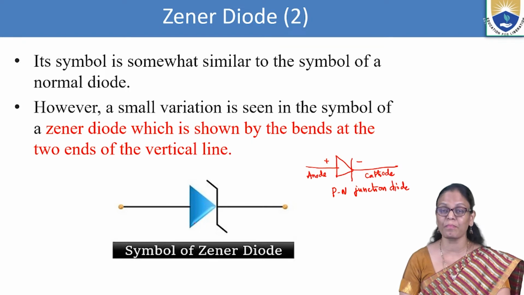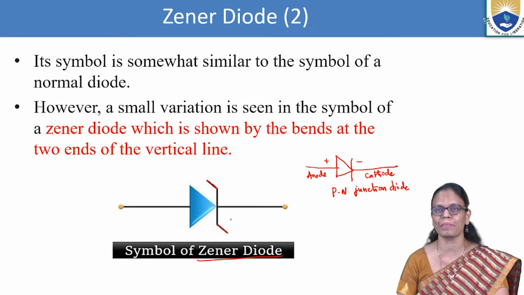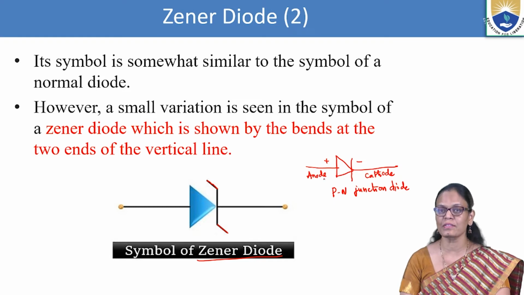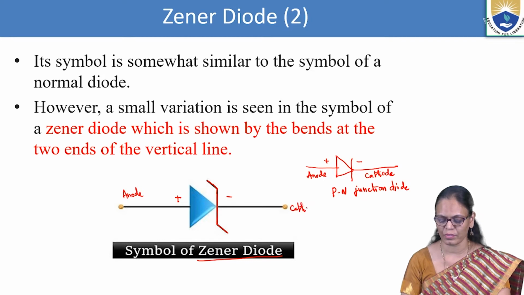Now what is the symbol for a Zener diode? This line, there is a small bend at both the ends. So you see these are the bends. In addition to the triangle and line, there are bends. So this is the symbol for a Zener diode. I say this is positive, negative, or this is connected to the anode and this is connected to the cathode.